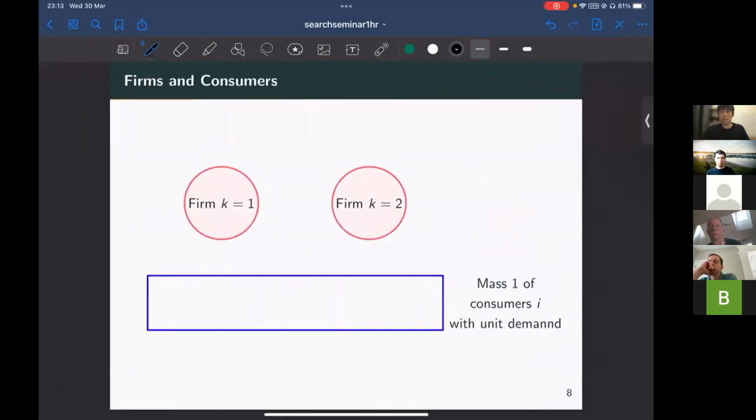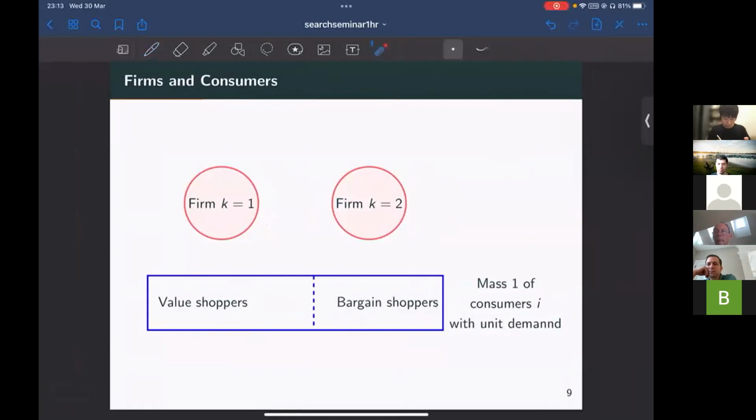Okay, if there are no questions, then I will talk about the model. So this is a simple graph that I drew. Hopefully it will help you understand. So we have two firms here, firm k equal to 1 and k equal to 2. They're competing for a mass one of consumers with unit demand. There are two types of consumers: one we call bargain shoppers, and one we call value shoppers.